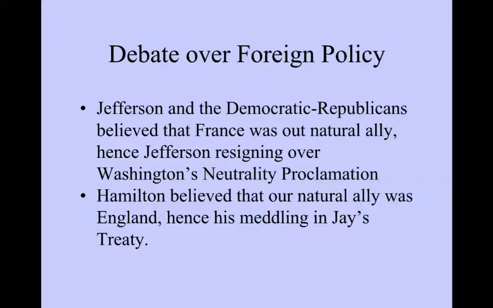We see this play out with the Jay's Treaty, where Hamilton worked behind the scenes to make it hard for Jay to negotiate and sign a formative treaty, a treaty that actually accomplished something.